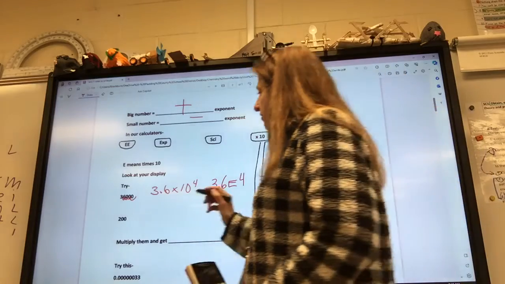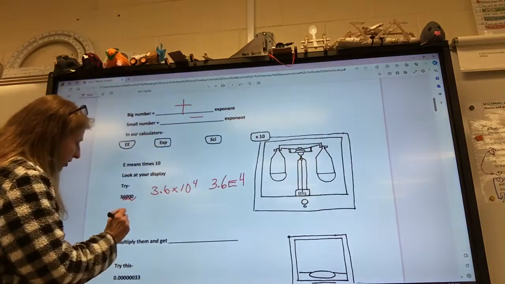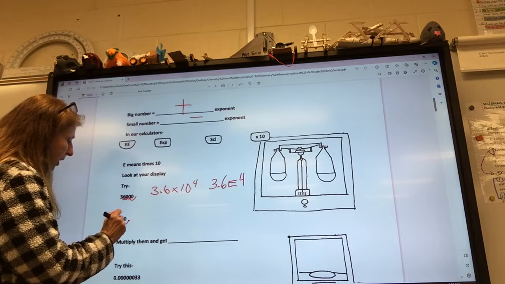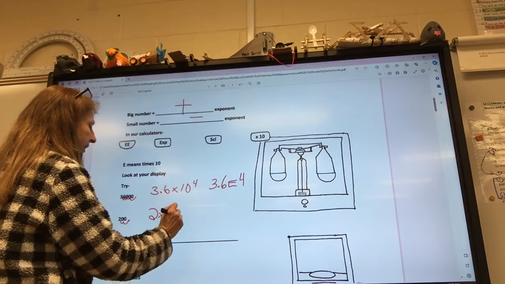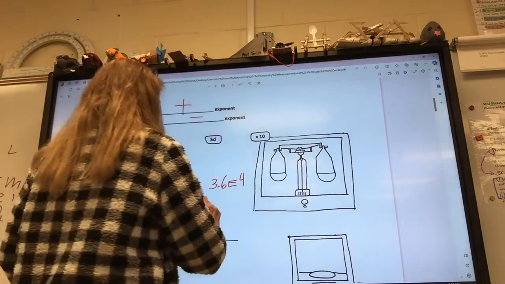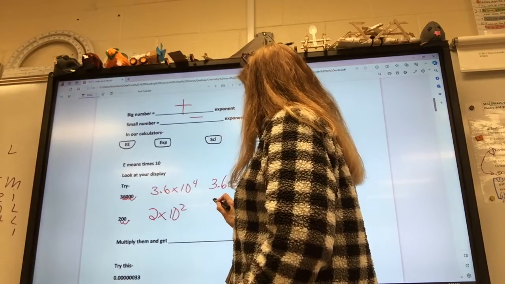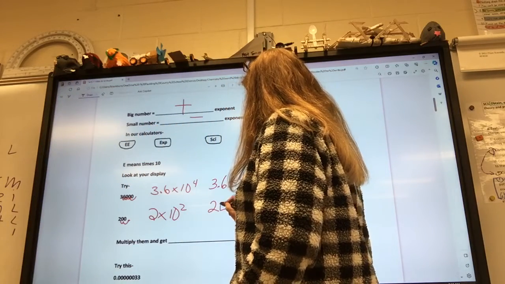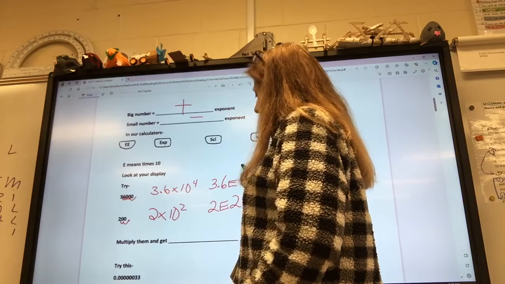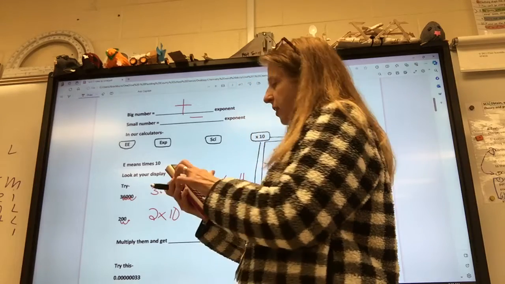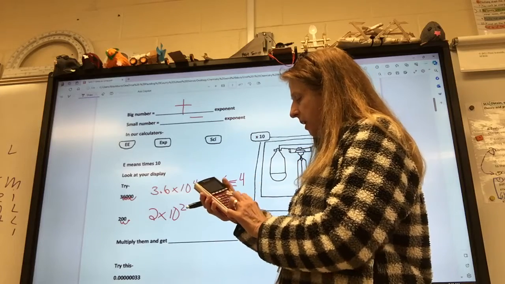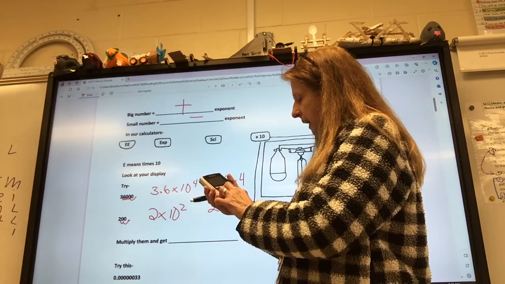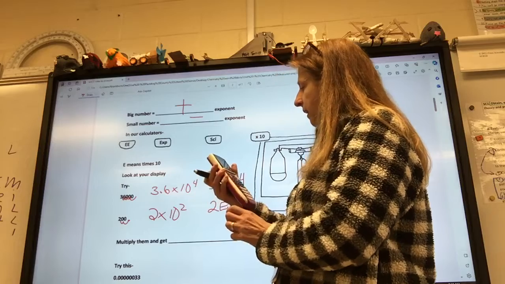Okay? All right, so let's try this one. So 200, the decimal's right here, 1, 2. So this is 2 times 10 to the 2nd power. On my calculator, it is 2E2. And then I can multiply them. So I got that first number in my calculator. I'm going to hit times. I'm going to put in my second one, 2 EE2, and get the answer.